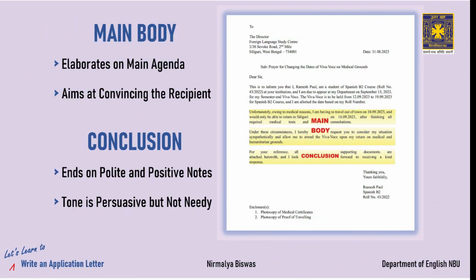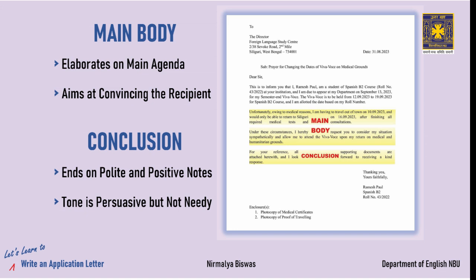So, in the previous slide, we learned how the introduction section sets the stage for presenting the arguments in favor of the demands or requests made in the application. Now, the section that follows the introduction is called the body or the main body of the letter, and it elaborates on the main agenda. It thoroughly explains the matter or the problem on part of the applicant, and then it aims at convincing the recipient so that whatever demand or request is made in the application is granted or accepted.